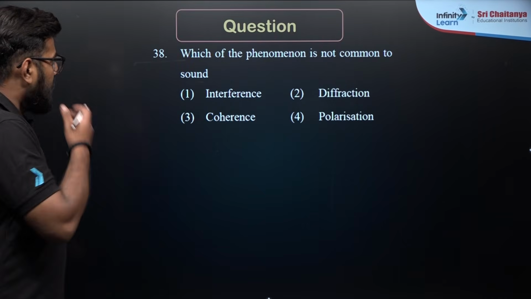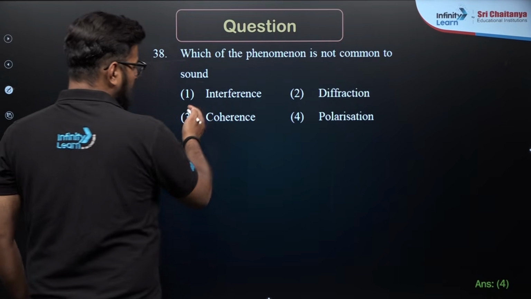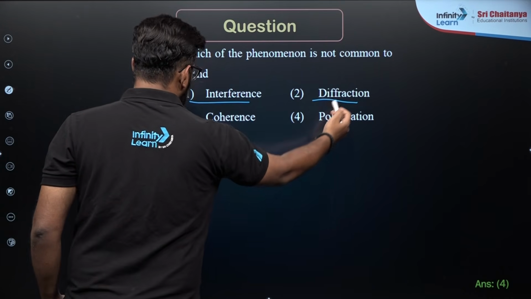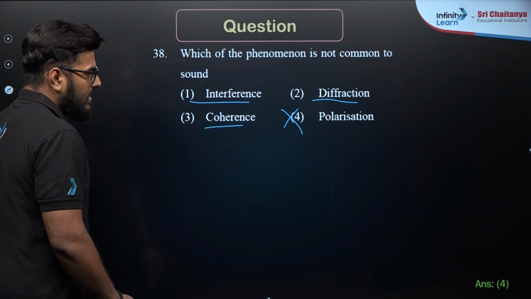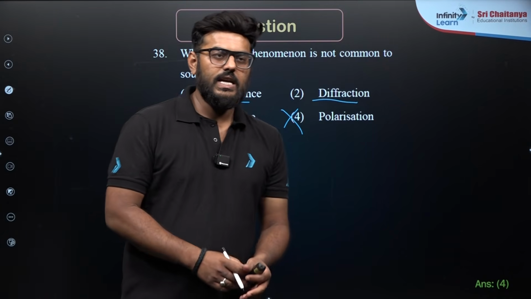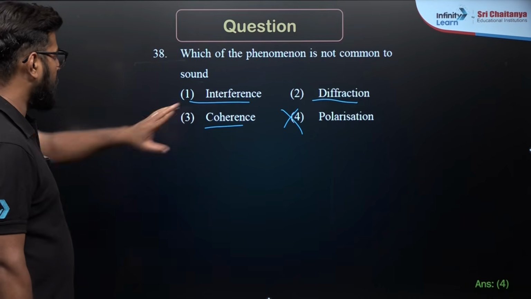Okay. Which phenomenon is not common for sound? So sound is also a wave. That means it can show interference, it can show diffraction, it can show coherence, but it cannot show polarization. The reason is that polarization is specifically for the electric field vector in EM waves. Sound waves you cannot polarize.